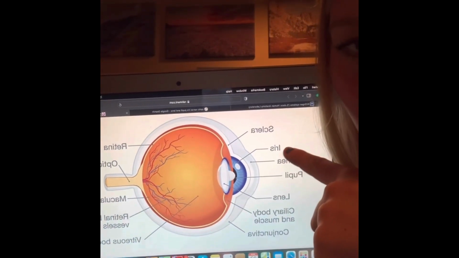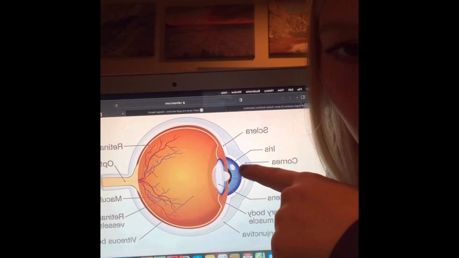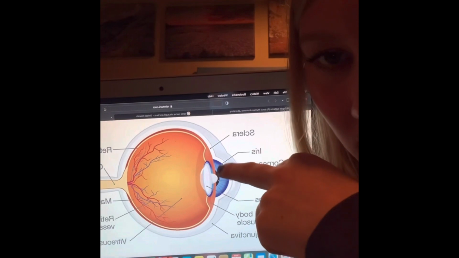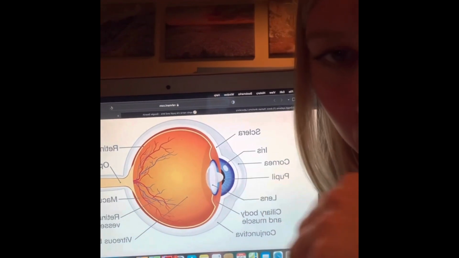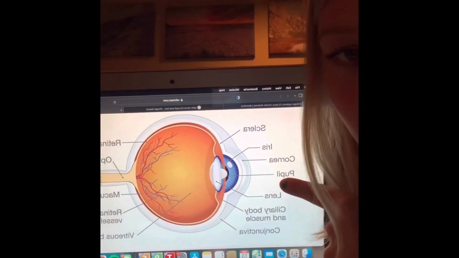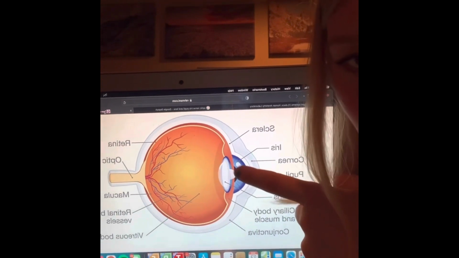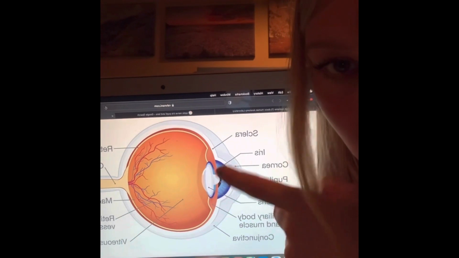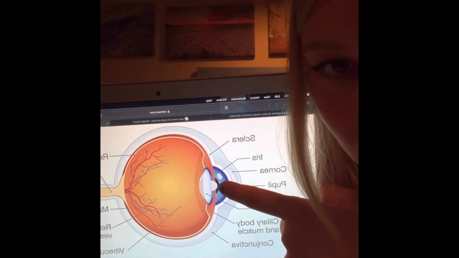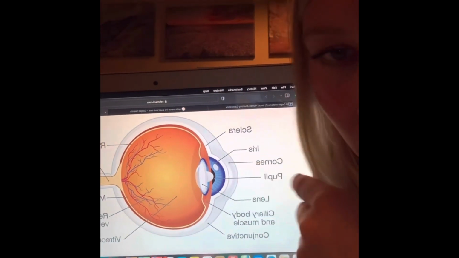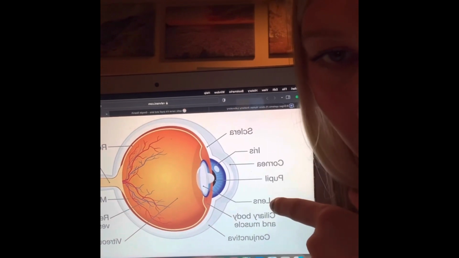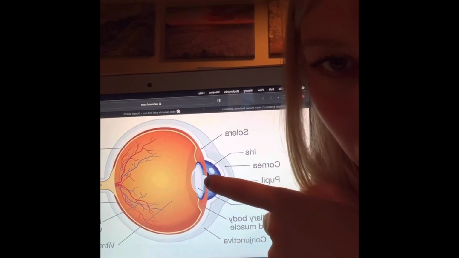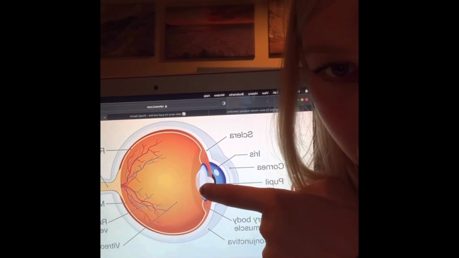Then we have the iris. That's going to be what makes your eye colored, or what gives it color. It's going to be here where the blue is. Then we have the pupil, which is going to be in the middle of the iris, or in the center, which is usually black. And then I also did the lens. And the lens is right behind this portion, right here.